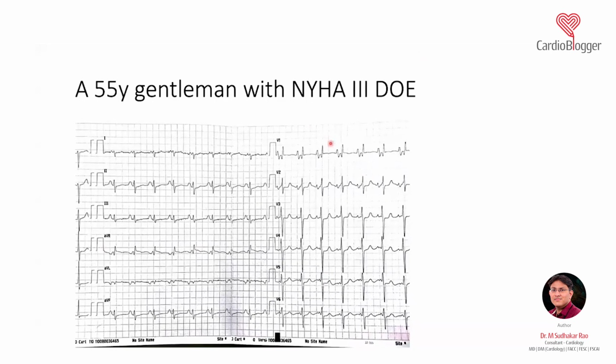So this 55-year-old gentleman has some form of pulmonary artery hypertension. Why did we say so? Because there is a right atrial enlargement, there is a pseudo left atrial enlargement sign because of the right atrium, there is almost 2.5 height of the P wave, and then there is a right axis deviation. All this suggests that the patient may have some form of right ventricular hypertrophy or pulmonary artery hypertension.